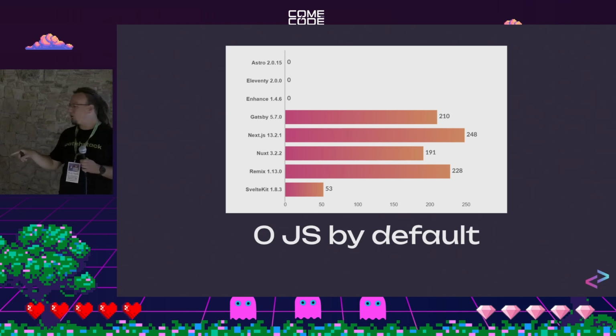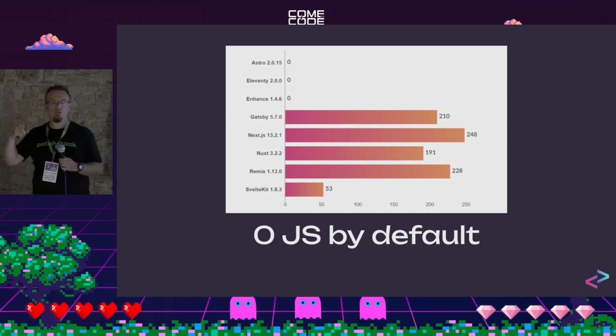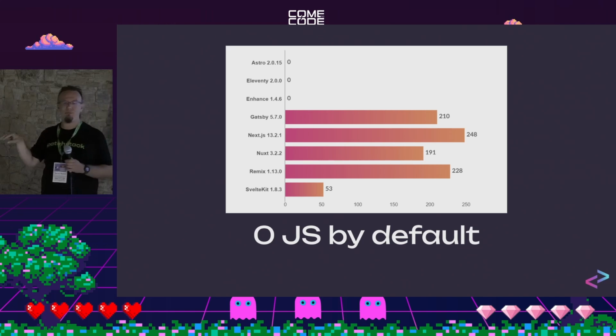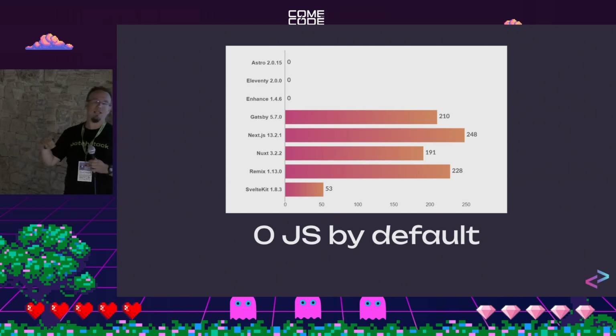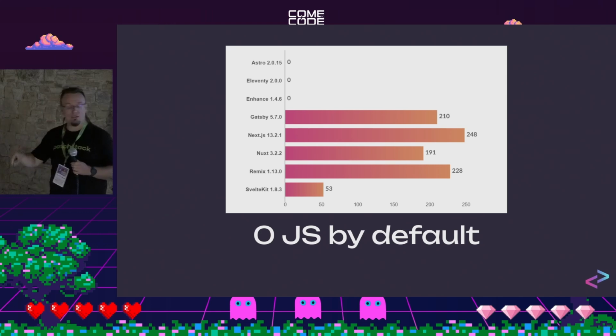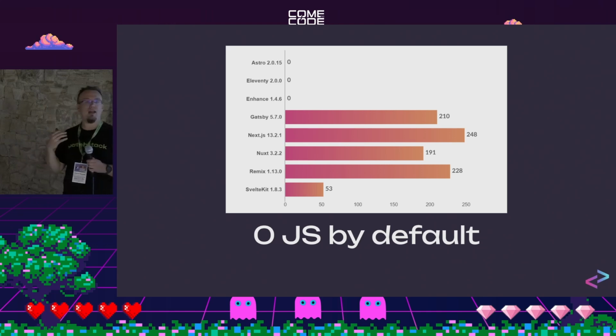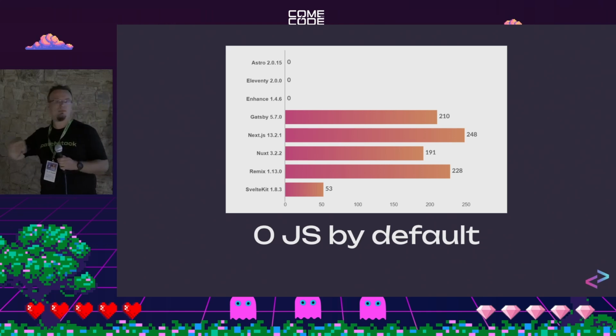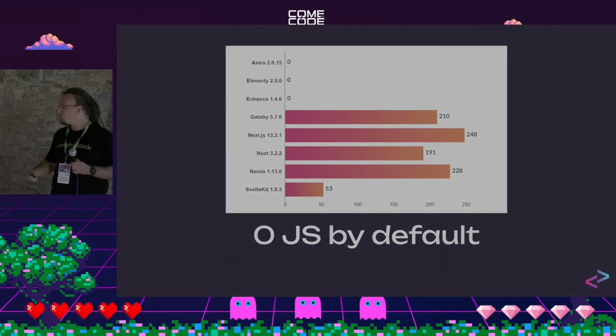This is a bit outdated because here you can see Astro 2, and right now we have Astro 5 beta, but Astro doesn't load any JS on the front end. The same as Eleventy and same as Enhance. I don't have a clue what Enhance is. But if you look at Next.js, almost 250 kilobytes of uncompressed JavaScript that is loaded always. The same goes with Next and Remix, quite a lot.